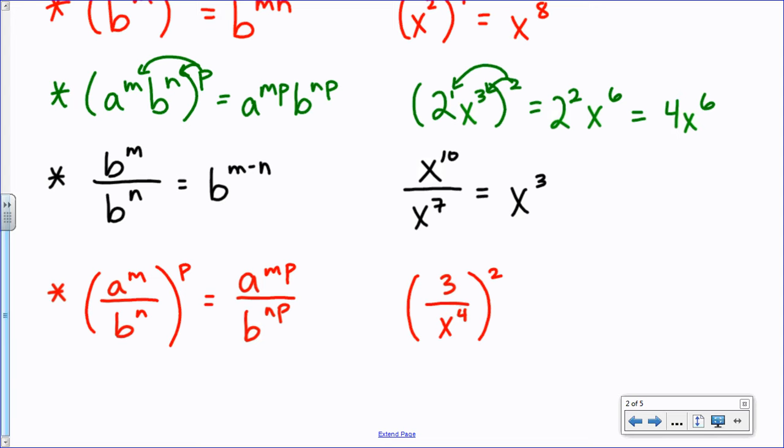So distribute the 2. So it goes to the 3 and the x. So that's 3 squared over x to the 8th. You can go ahead and evaluate 3 squared. So 9 over x to the 8th.